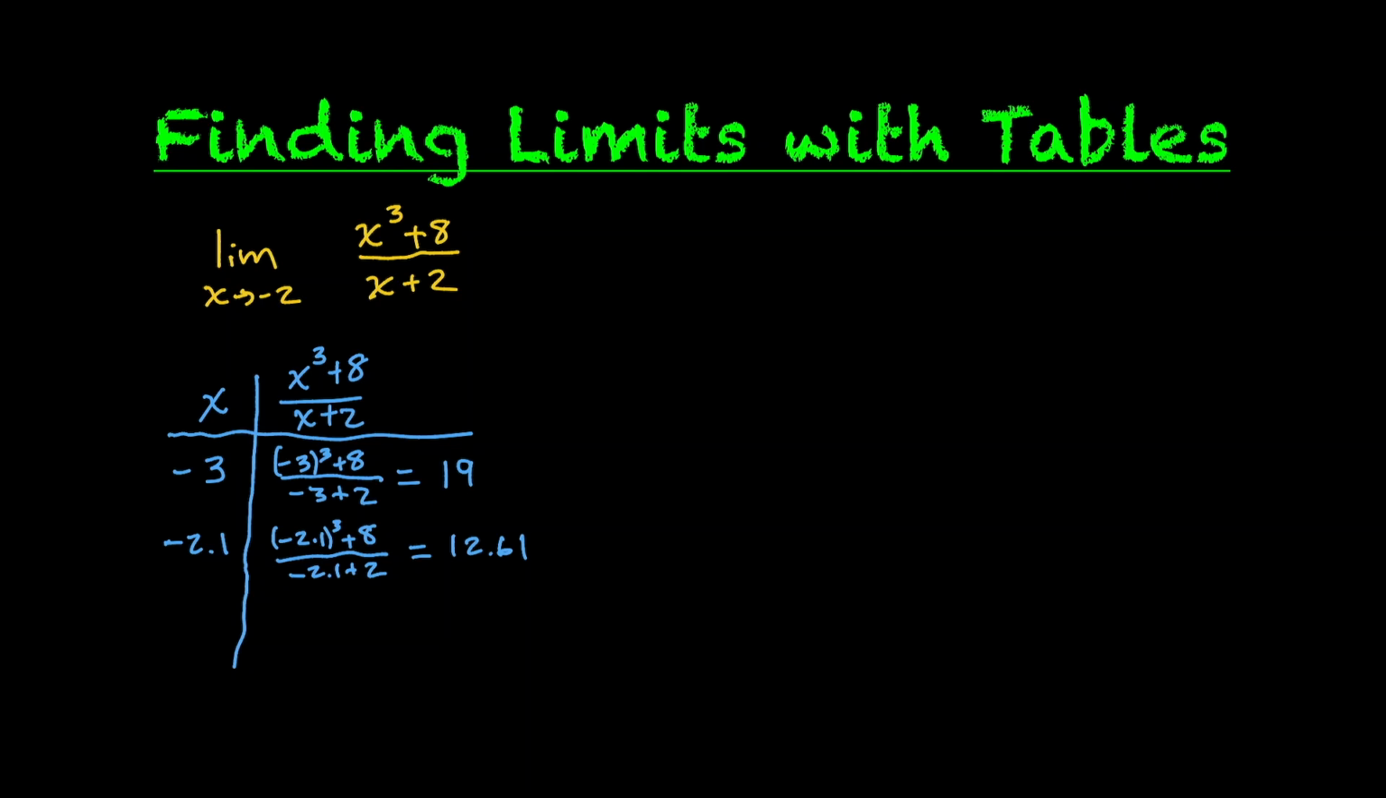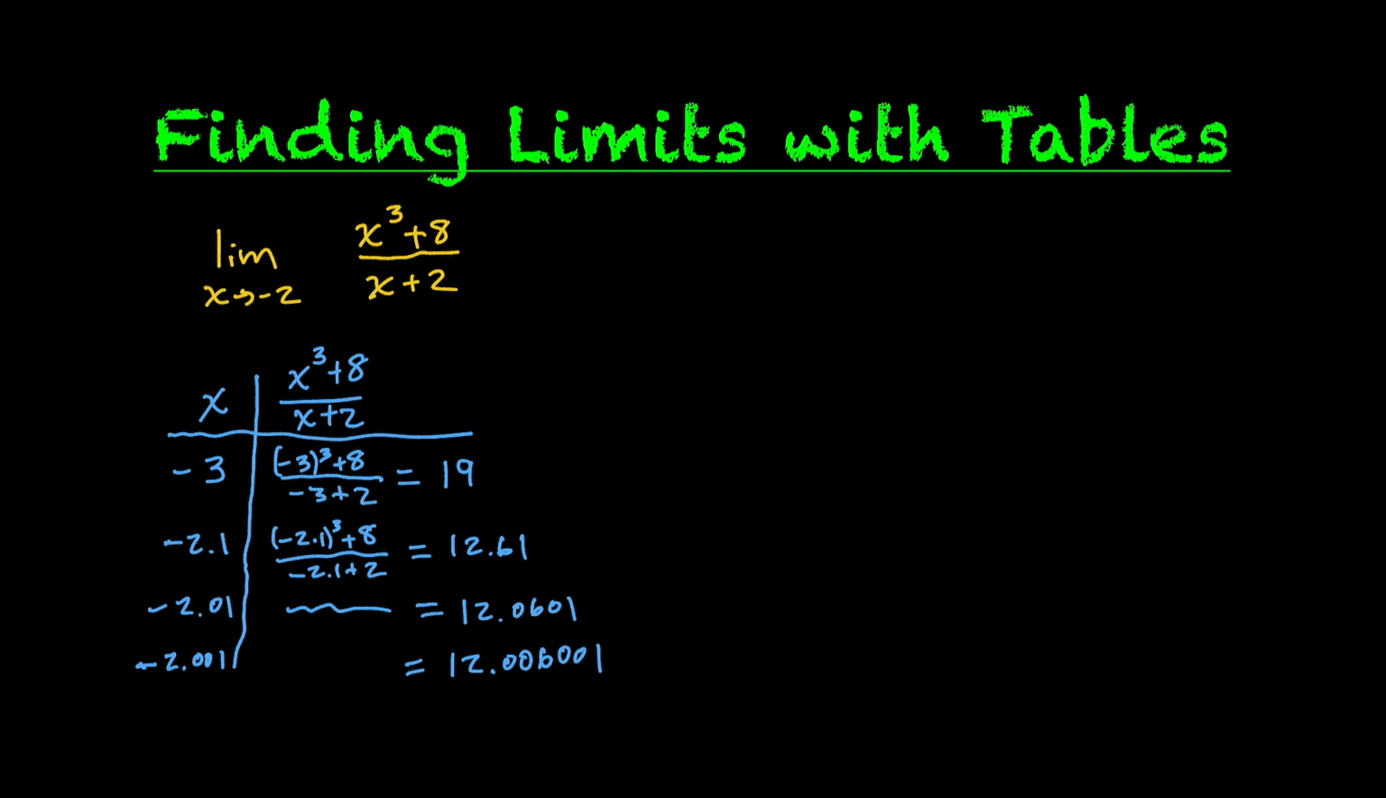All right, so let's get a little bit closer to negative 2. Let's say negative 2.01. And if we plug that in, again, into our function just like before, we'll get 12.0601. Okay, we can see that these values are getting closer and closer to 12, but just for good measure, let's do one more. I usually ask my students to do at least 4 on each side. So negative 2.001, we plug that in, we'll get 12.006001. And again, it looks like these values are getting closer and closer to 12.